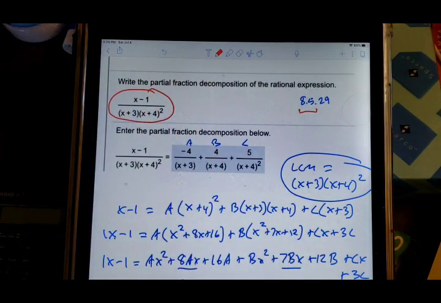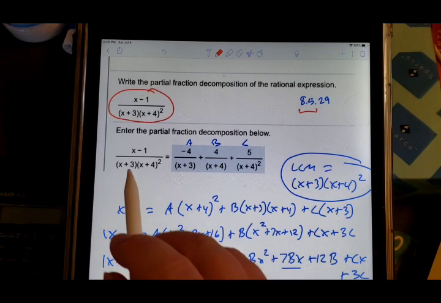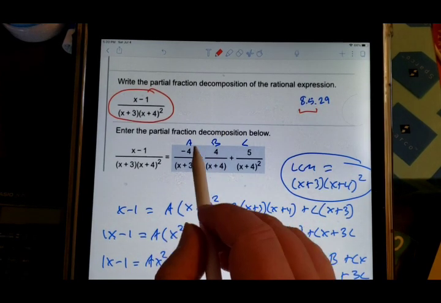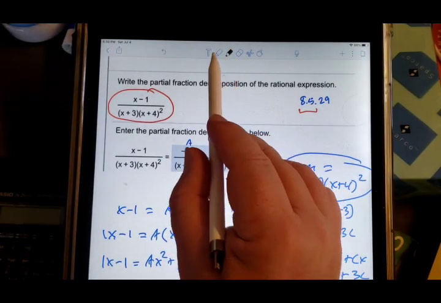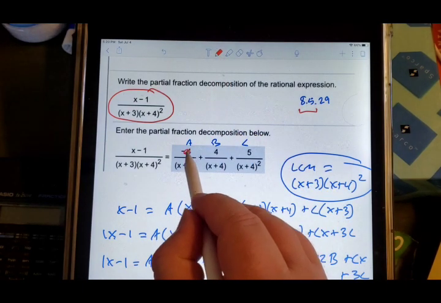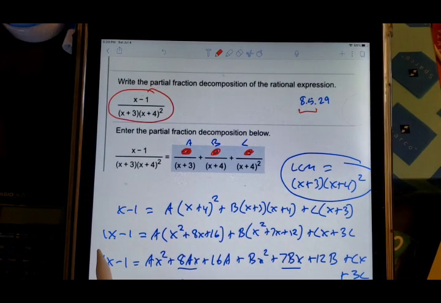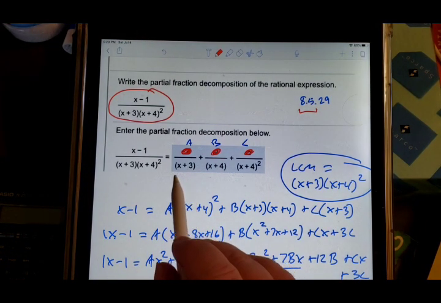All right, so here it is: x minus 1 over x plus 3, x plus 4 squared. This is a repeated linear factor. So the setup is, keep in mind we don't know these numbers yet. We want to find them. But we do know what the denominators are going to look like.